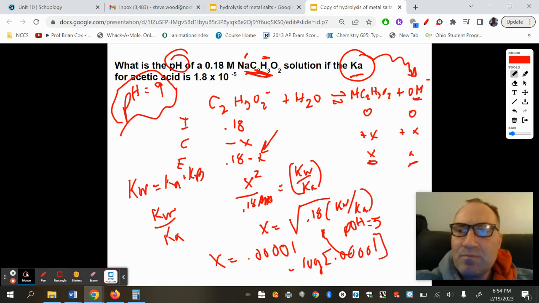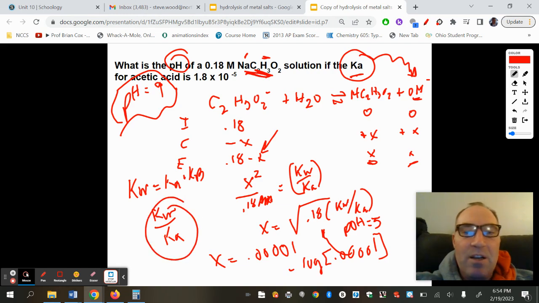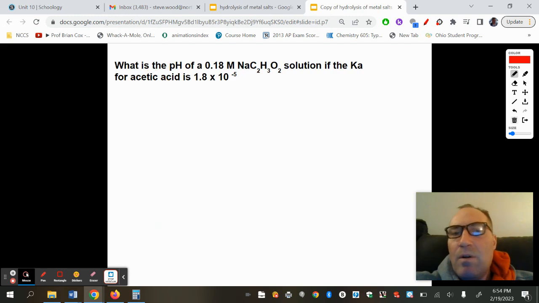Just plug and chug. Solve for it. You have to find the negative log of it and all that. Okay, so these are really all the same as what we've always done, except they have one slight twist, and that twist is you have to get Ka to Kb by using this part right here. So that's the biggest thing. Okay, so I mean, I guess I can try one more.